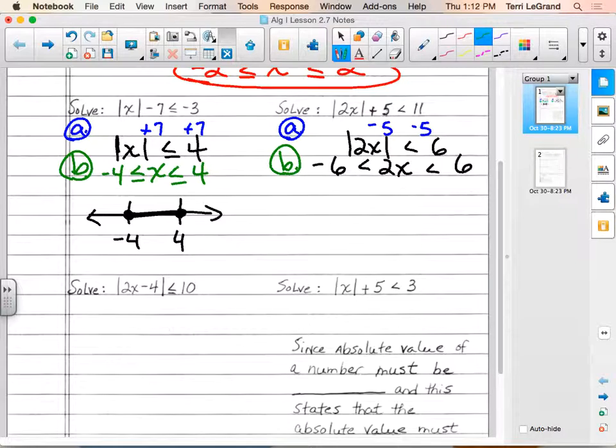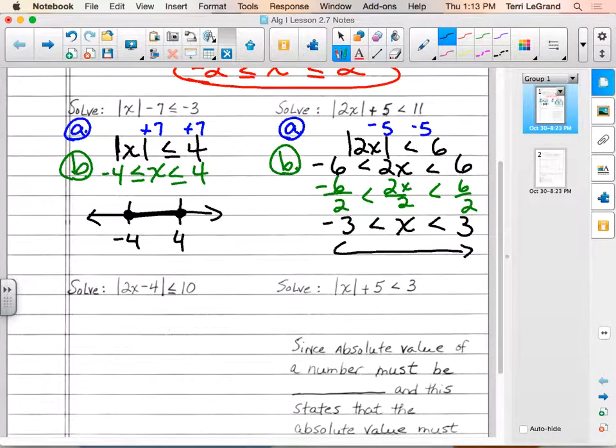And now we're ready to solve it by doing what? Dividing by 2. So we're going to take every piece and divide by 2. And our solution will be -3 is less than x, and x is less than 3. And then we'll graph it. We'll show all the values x could be that would make the original inequality true.